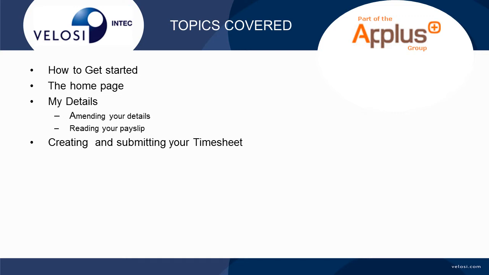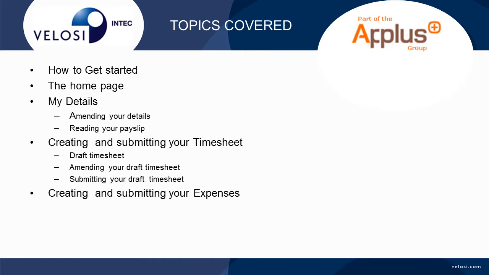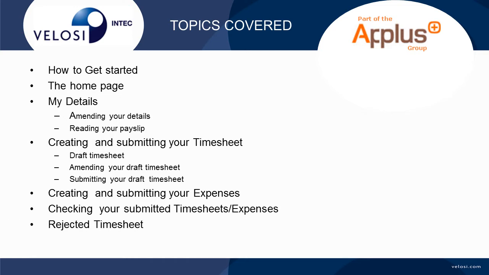Creating and submitting your timesheets. Here we will start by defining the different states of timesheet and take you through the process of creating a draft timesheet, amending your draft timesheet, and submitting your draft timesheet. Creating and submitting your expenses, checking your submitted expenses and timesheet have been approved, explaining the process of correcting and resubmitting the timesheet and expenses in case they have been rejected, contacting us and requesting forms.